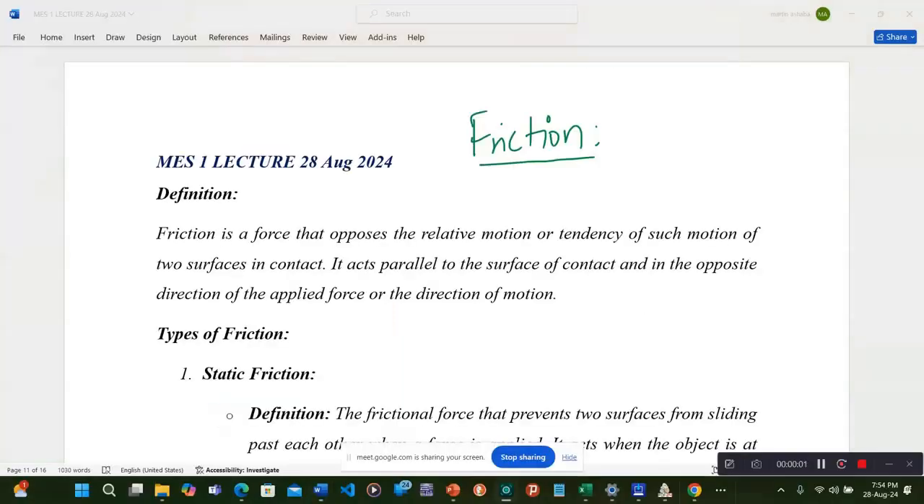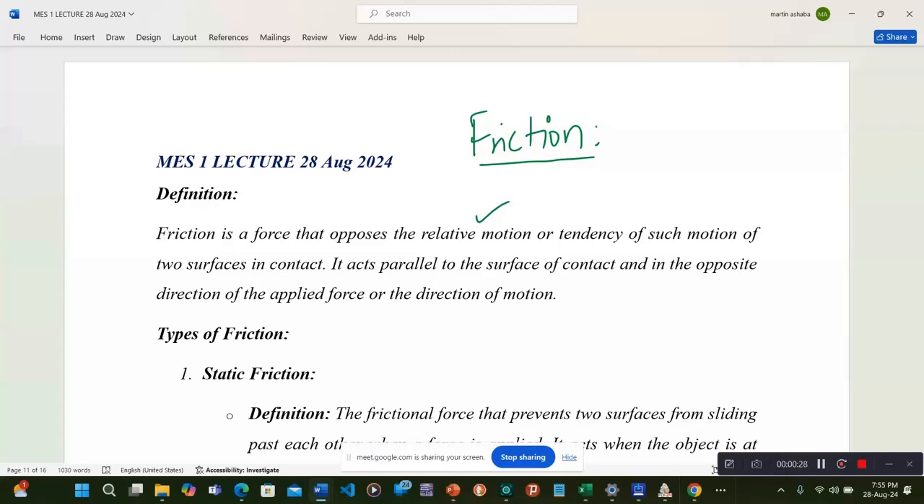By definition, friction is a force that opposes the relative motion or tendency of such motion of two surfaces in contact. It acts parallel to the surface of contact and in opposite direction to the force applied.